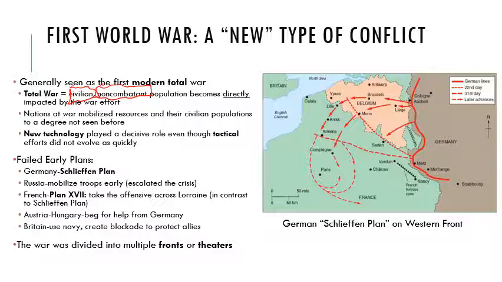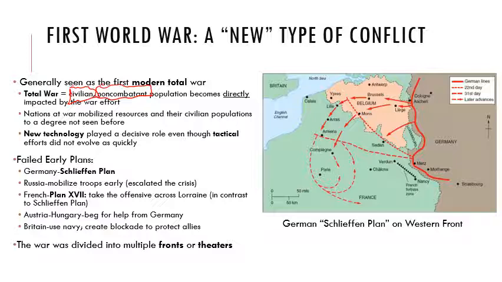In World War II, America becomes the so-called arsenal of democracy. That's total war, getting involved in the economics of the war effort. Nations at war mobilize resources and their civilian populations to a degree that had not been seen before. World War II gets a lot of hype and recognition for that, but the First World War is really one of the first big examples. And then new technology played a decisive role in the tactical efforts. We'll talk more about that as we get more in depth.